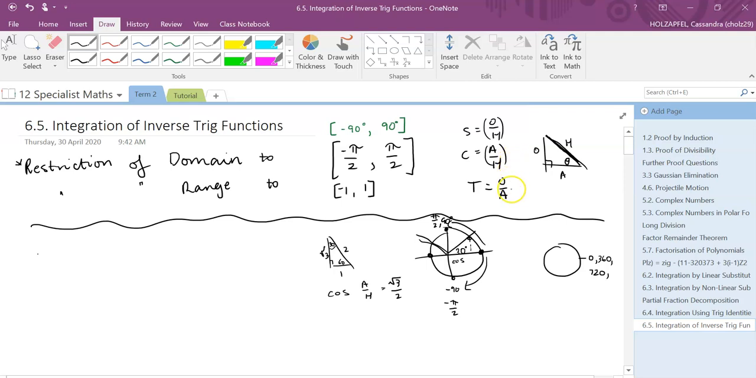Tan, on the other hand, is the opposite over the adjacent side. So I could have a long opposite side or a long adjacent side, and that could make this value either a very small number or infinitely large. So this range of tan is actually not restricted in the general sense, because we can go from negative infinity to positive infinity.